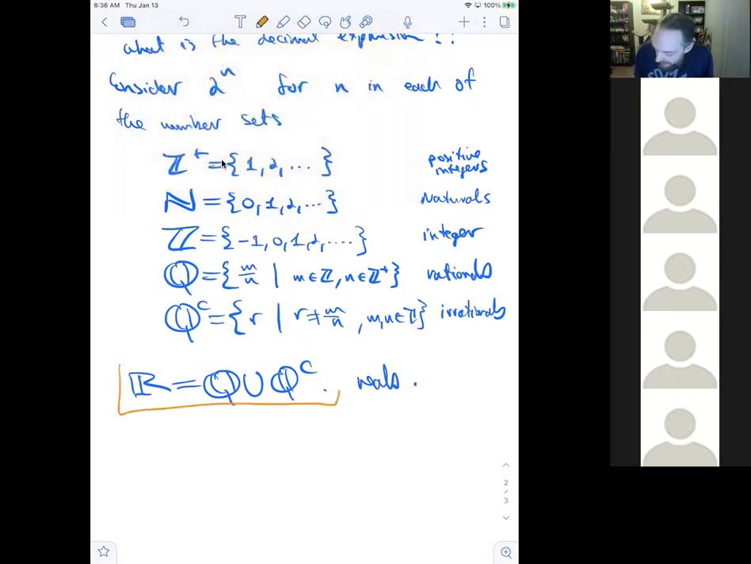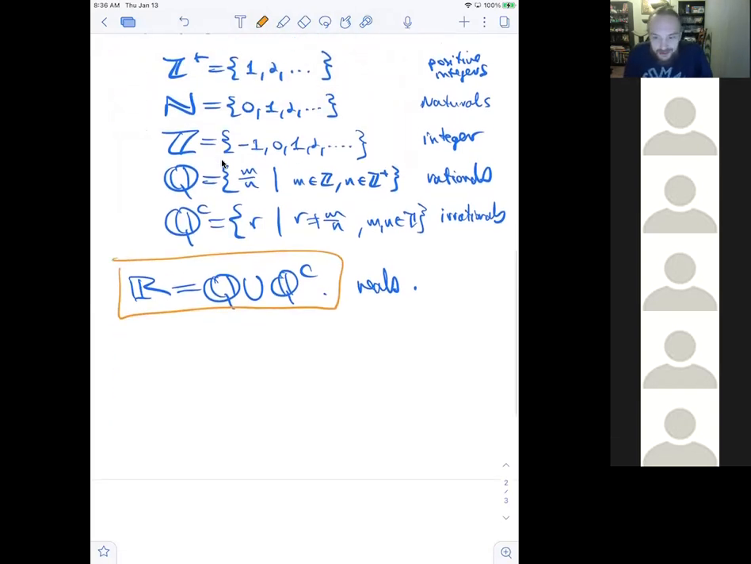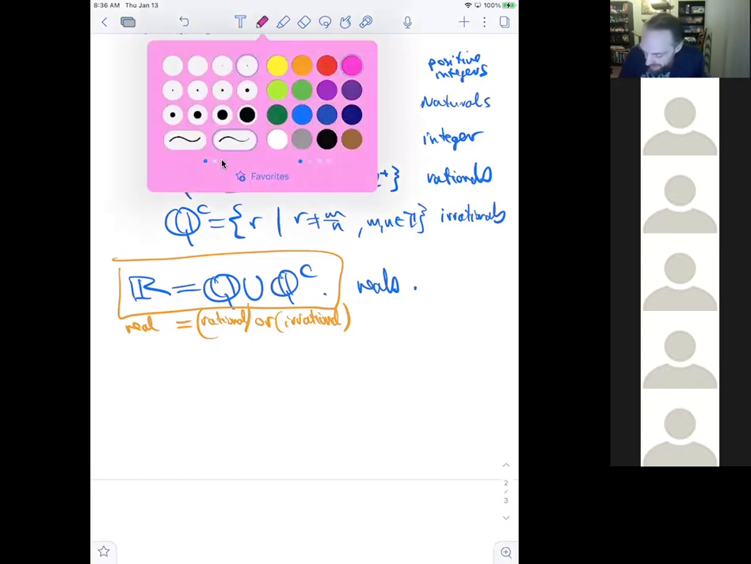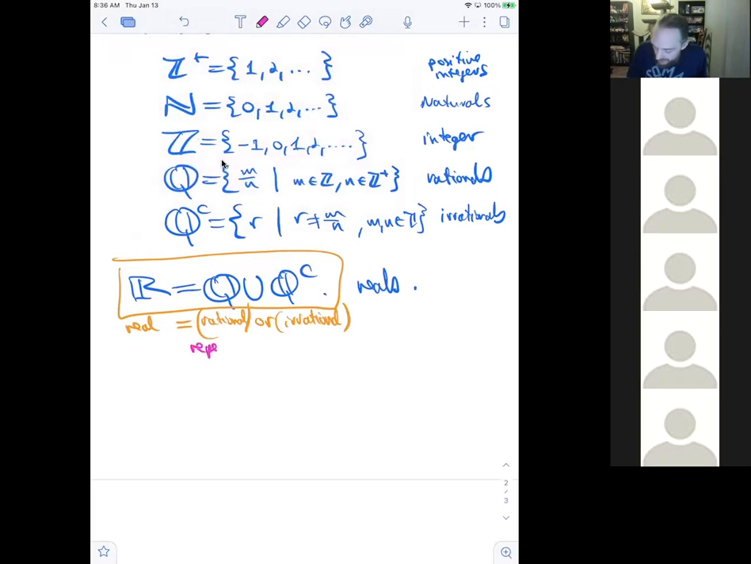So the real numbers are the disjoint union of the rationals and the irrationals. This says every real number is equal to a rational or an irrational. And those are disjoint. No number can be both. Intuitively, a rational number has a repeating decimal, or you can have non-repeating.